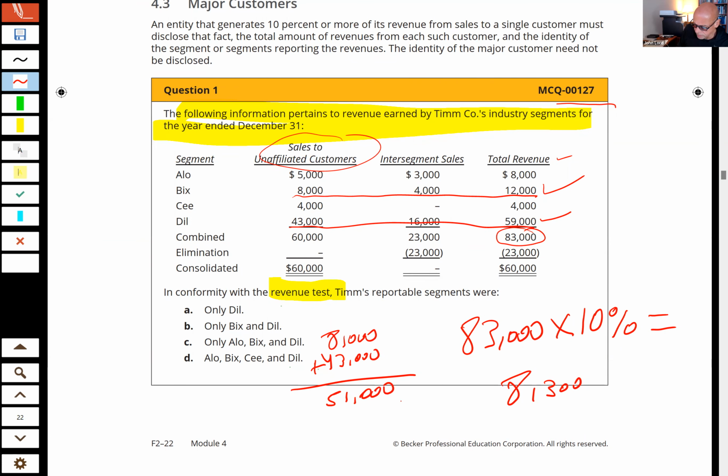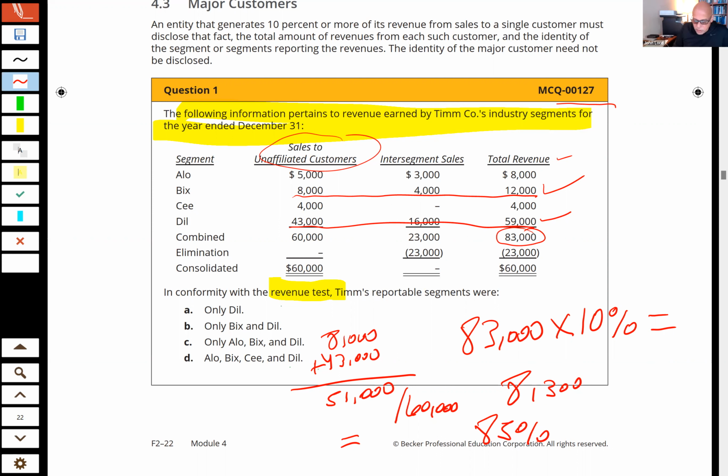And then I divide that number by 60,000. 51,000 divided by 60,000 gives me what? Something like 80, what percent? 85%, something like that. Guys, I'm not here to talk to myself. It gives you 85%. Okay, good. So that 85%, I only needed to get 75%, so I'm good.